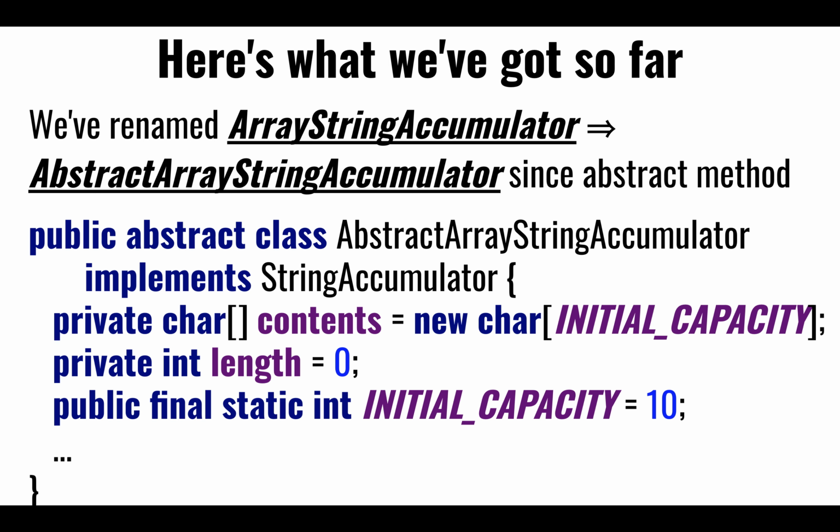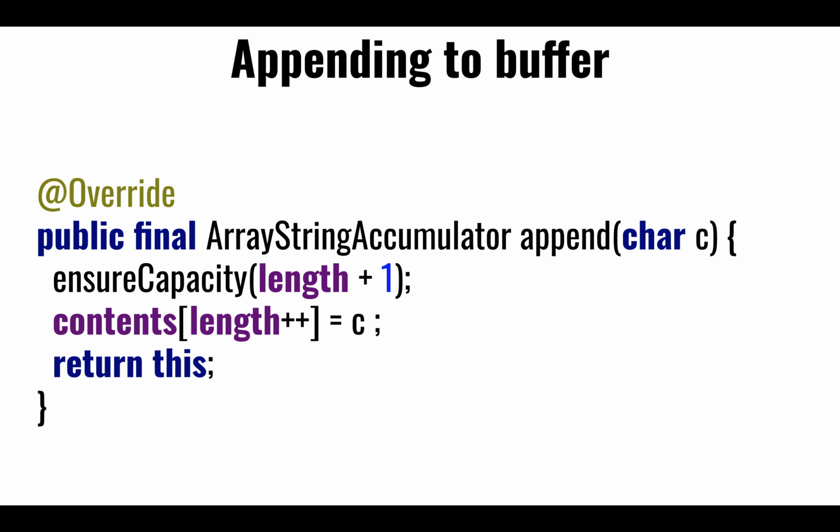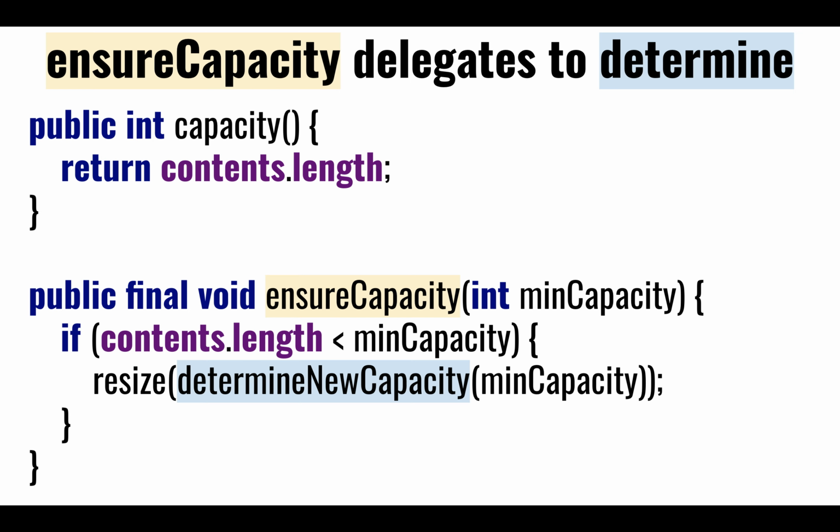We have the contents as an array. We have the length. Perhaps we have an initial capacity. We are arbitrarily choosing it to be small, to be 10. We have the string value, that converts the array into a true string. We have the toString here. We have the initial implementation that we had earlier, where I want to have at least one additional character, so that I can copy over that one character. So basically, what we had earlier. The only difference is that we're going to leave the determining of the capacity, the determine new capacity, abstract. We return the capacity.